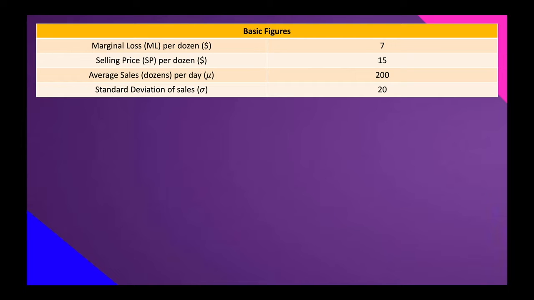Kapag kasi X bar ang ginamit natin, that represents the sample mean. Na I hope palinaw pa sa inyo yung pinagkaiba nun, statistically speaking. And the value is 200. Last one, we have the standard deviation of sales. So, we used here the small sigma. This is actually denoting the population standard deviation.